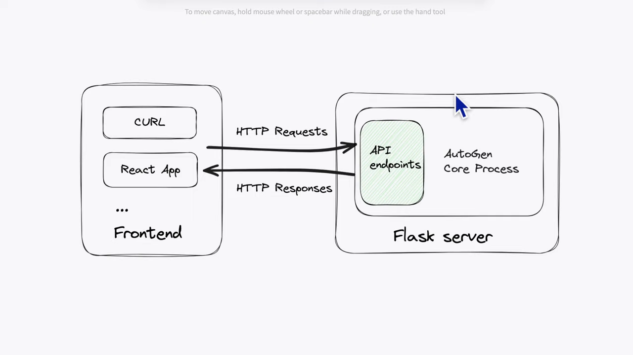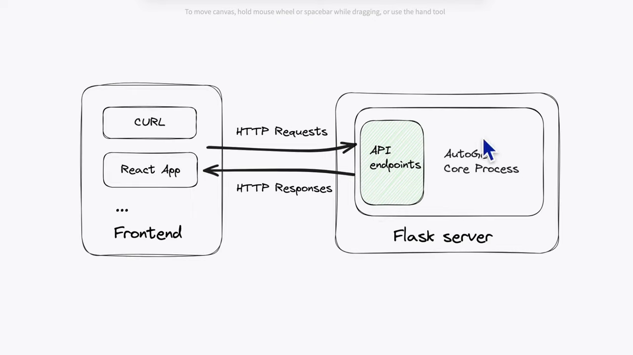To achieve the application by using Flask, it receives user requests and data, for example, messages and agent configurations, and manages the AutoGen environment, including creating agents, handling message queues, and orchestrating conversations, and sends the responses back to the front end. For example, the chat status and the agent outputs.